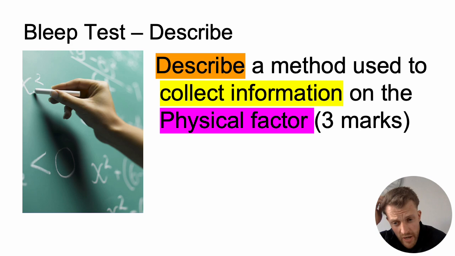So a very common question in your higher PE exam would be to describe a method used to collect information on the physical factor. You can see here that describe, highlighted in orange, is our command word. Collecting information tells us about data collection or gathering data, so it's a question based around testing. And the physical factor here tells us which factor we need to relate our answer to. You could write about other things here, such as the profile wheel or the general observation schedule, but for this video we're going to focus on the Bleep test.